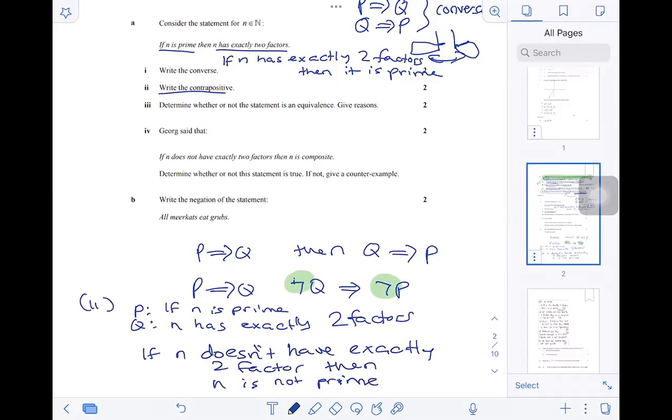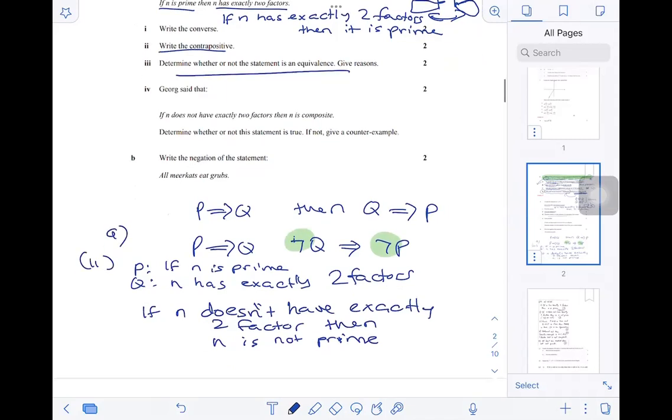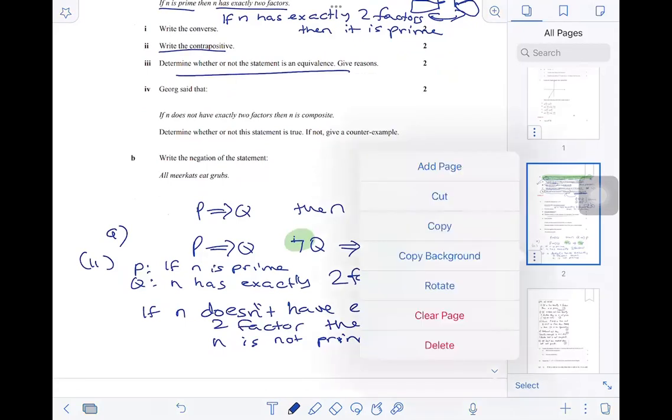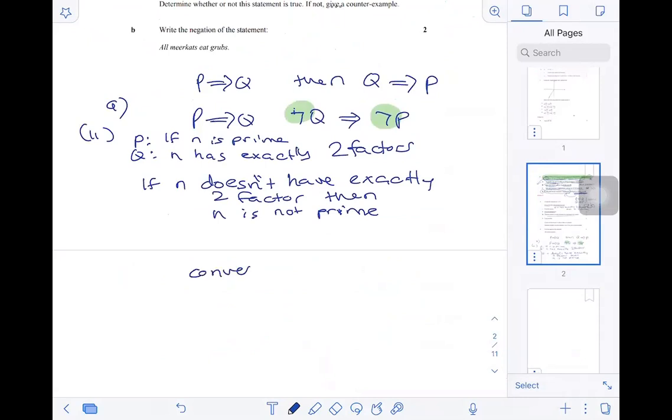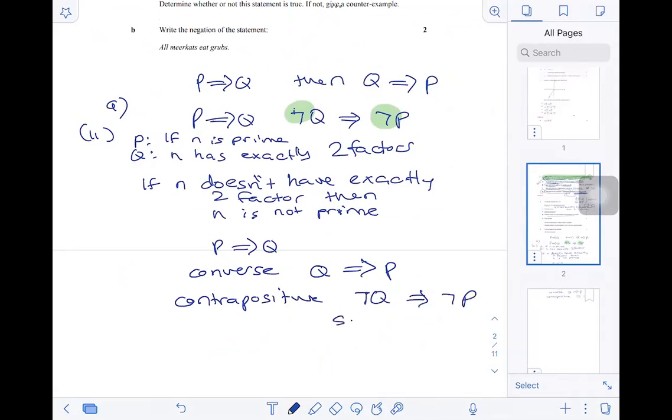So that's part 2 of A. Determine whether or not the statements are equivalent. So what does equivalence mean? So far we have the converse: if you have P implies Q, the converse is Q implies P. Then the contrapositive, which is really useful for proving things. The contrapositive would be not Q implies not P. So you swap them and you negate them.